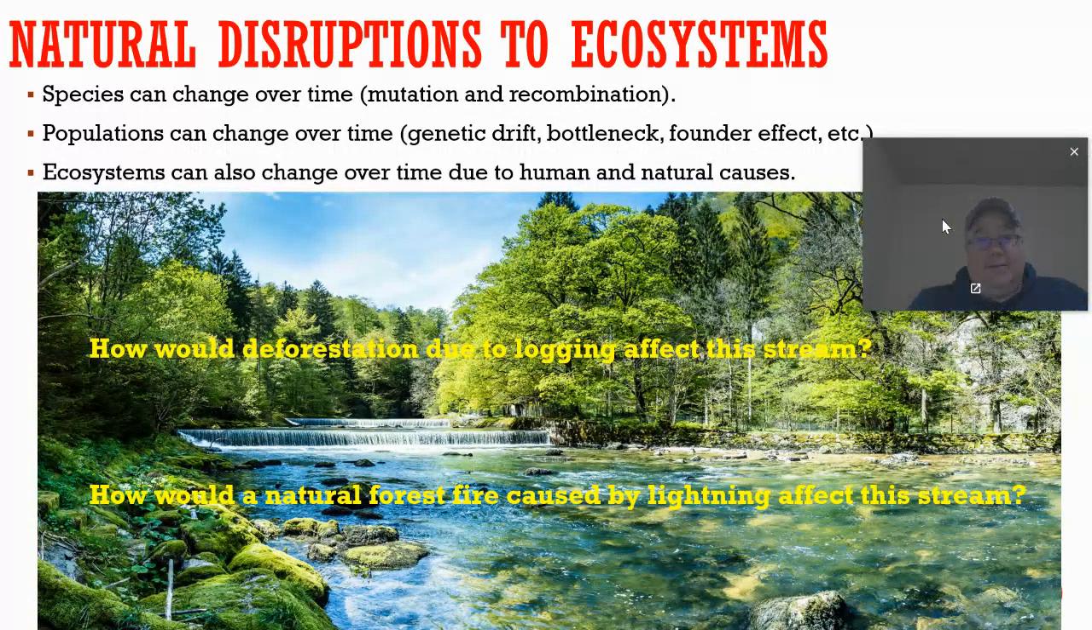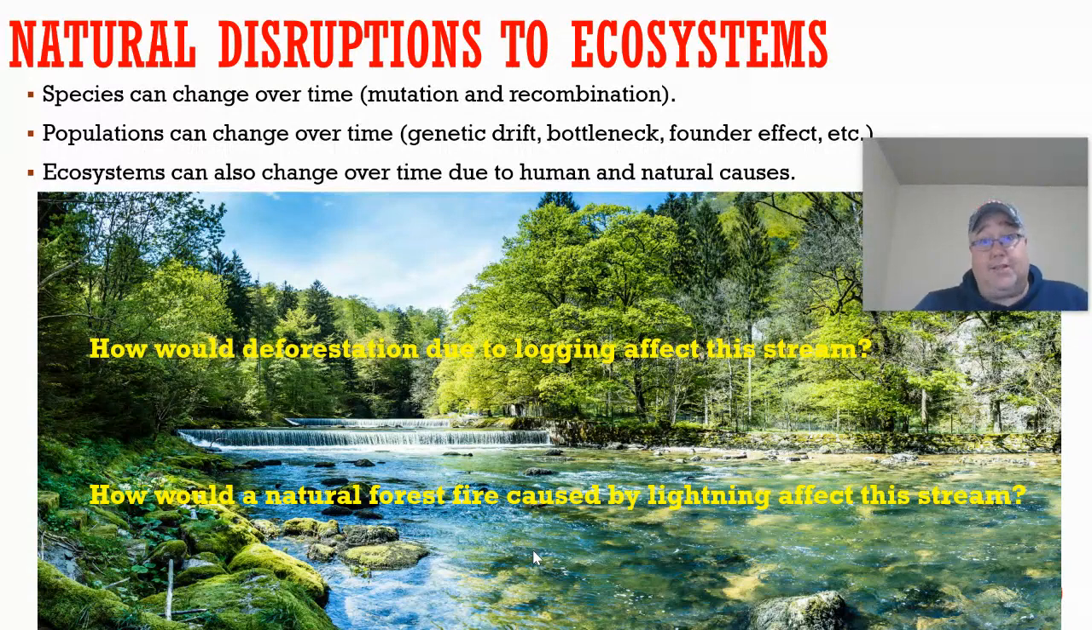So imagine if there was a forest fire. Let's just say it was a natural fire, caused by lightning or something, and all the trees burned down. Well, you would still have the same effects on the stream, right? We would still lose all the shade and the habitat and the potential for all the soil to be held down. All of those impacts that we mentioned with a logging company removing all the trees could also happen through natural events. All right, so natural disruptions do cause ecosystem changes.